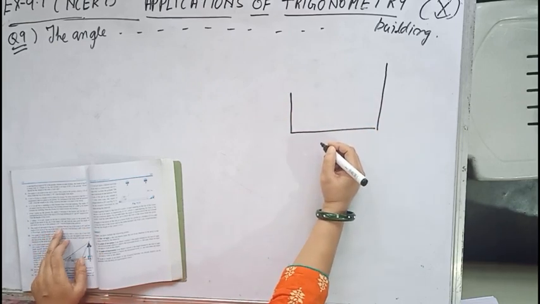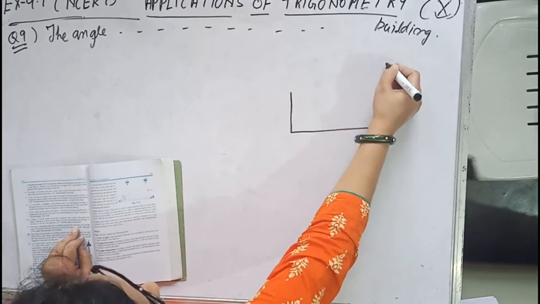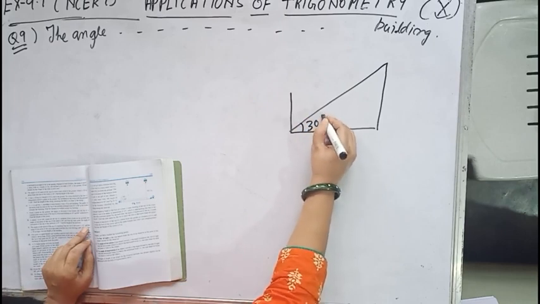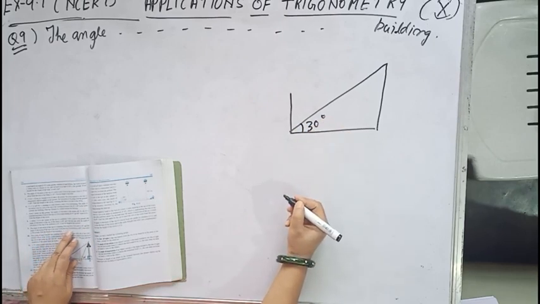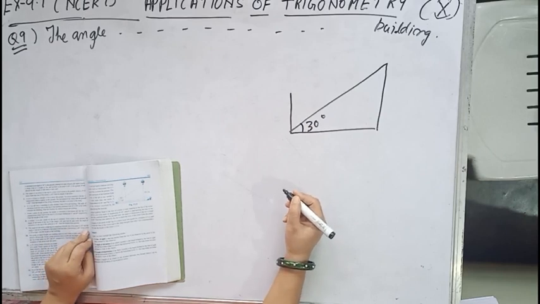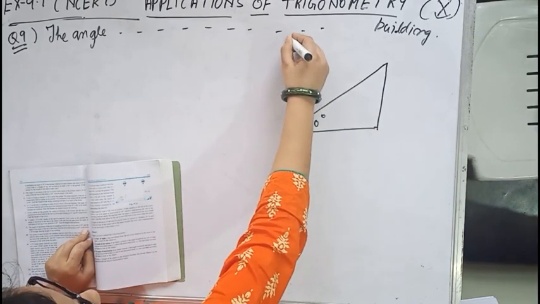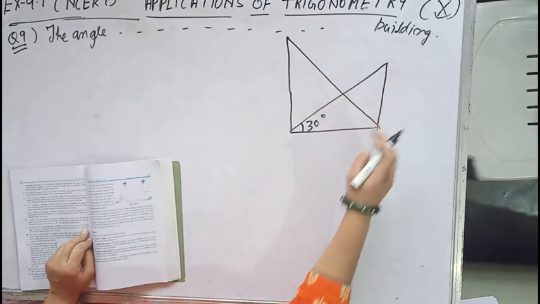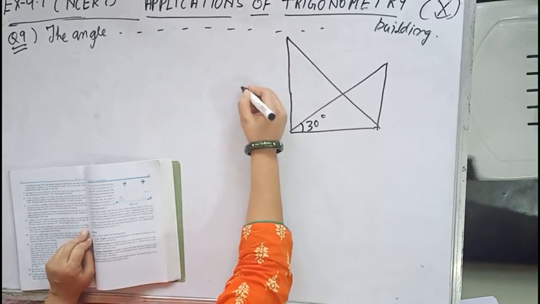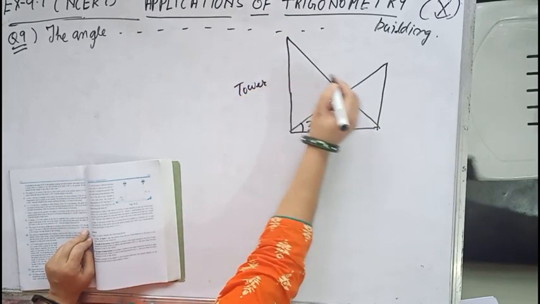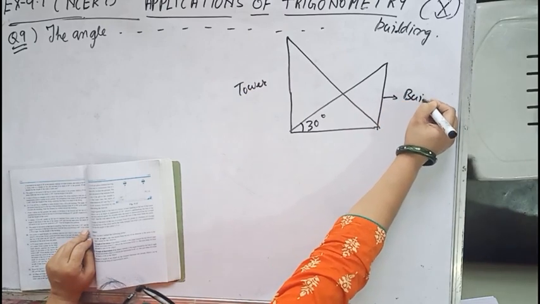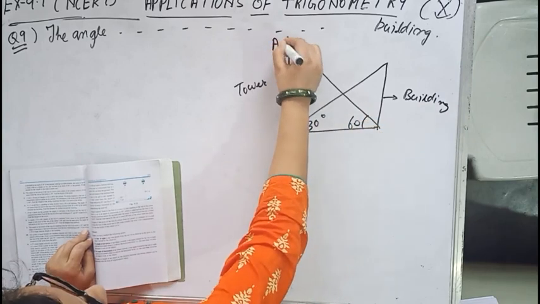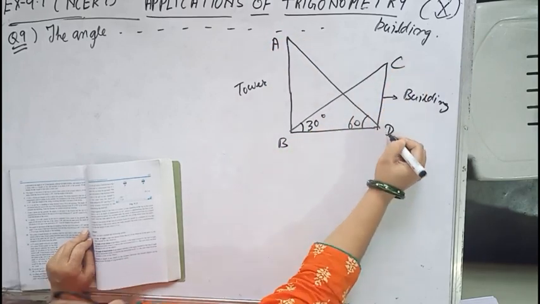So the angle of elevation of the top of a building from the foot of a tower is 30 degree, and the angle of elevation of the top of the tower from the foot of the building is 60 degree. So obviously since this is 60 degree, the tower will be having the height more than that of the building. So I have increased the height of the tower. So this one is tower. This one is building. This one is 60 degree. Let us name it A, B, C, D.